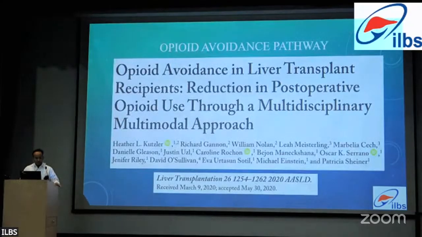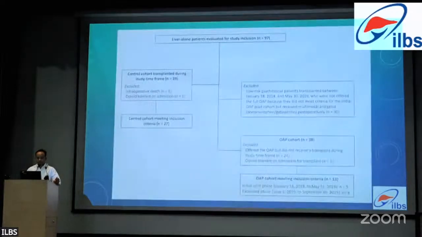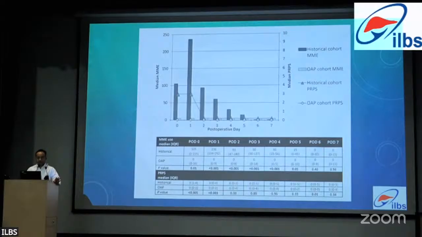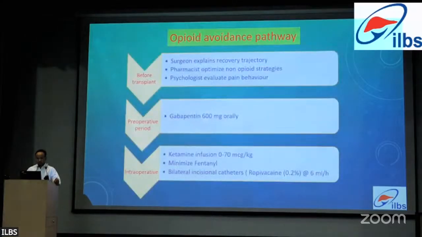Now, this is an interesting study where they try to follow a strategy for reducing the post-op liver transplant opioid consumption. They made an opioid avoidance pathway and they applied this pathway and they tried to look whether this can reduce the opioid consumption in the post-transplant period. And they found a significant reduction in the post-transplant opioid consumption in the patients where they have applied the opioid avoidance pathway. However, the pain scores in both the groups were comparable at all time points. So this was the opioid avoidance pathway which they have followed in their study.